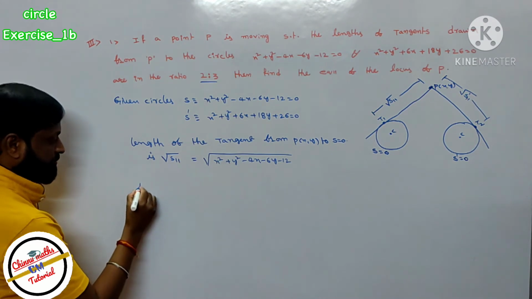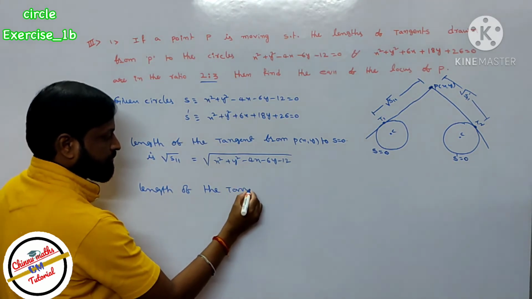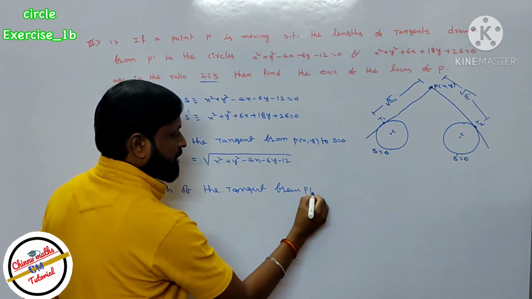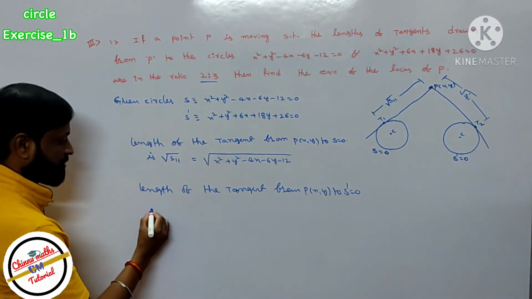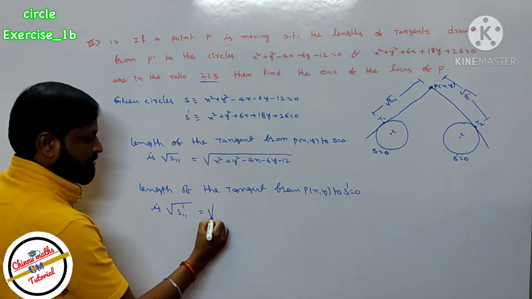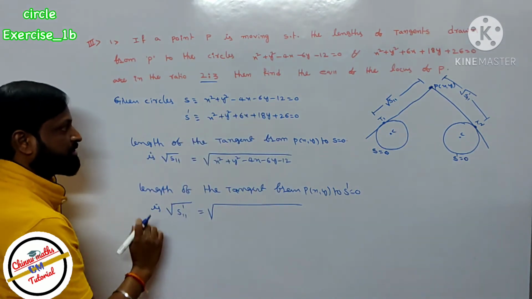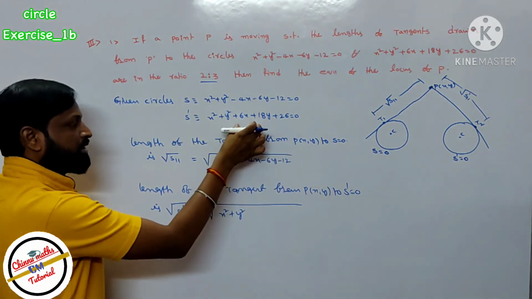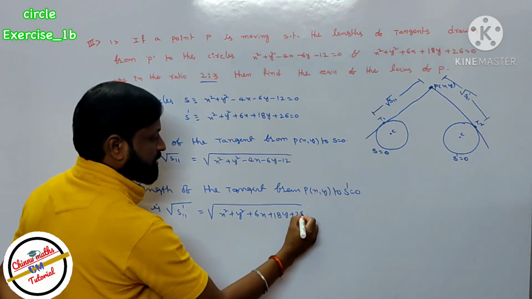Okay, next, length of the tangent from P(x, y) to S dash equal to 0, the circle S dash equal to 0, is root of S11 dash. So it is also, the point is substituted into the second circle equation, you will get root S11 dash. So x square plus y square, x equal to x, y equal to y, so that means you will get the same equation, plus 6x plus 18y plus 26.